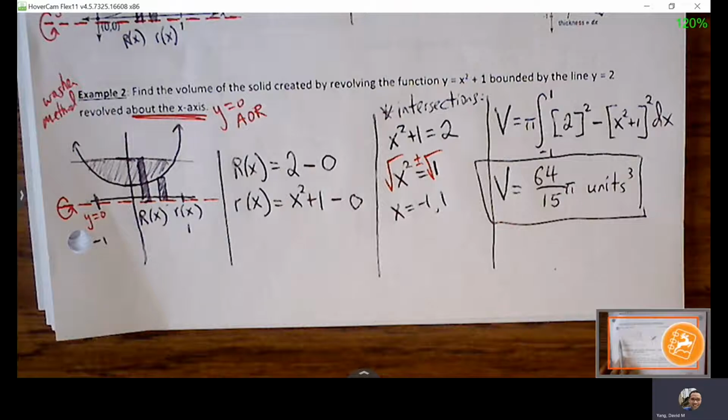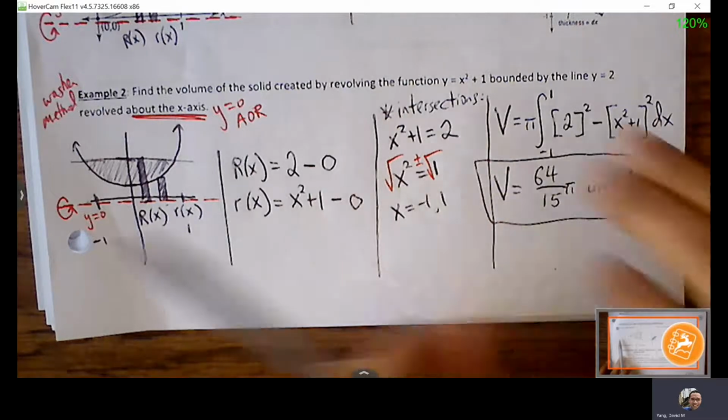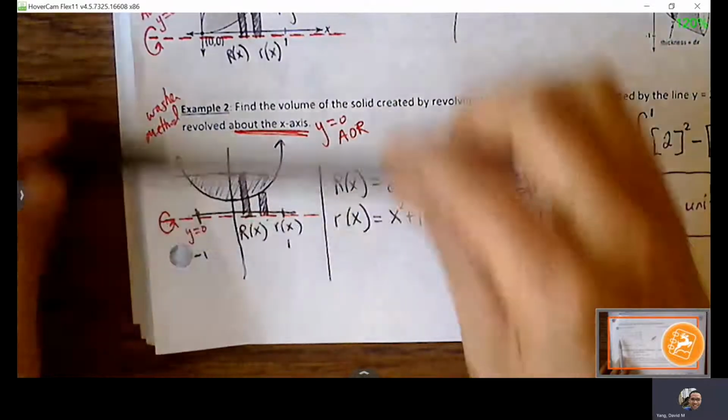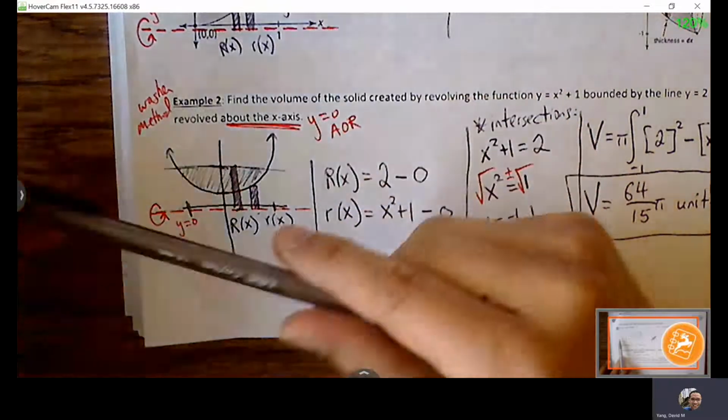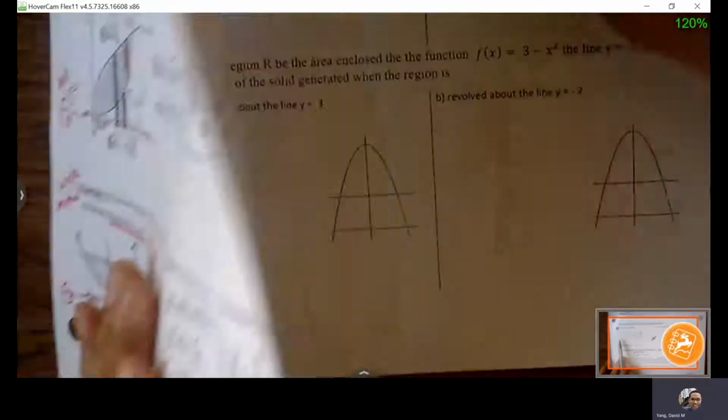Okay, questions? Okay, let's go to the back page. I want to skip example 3. Example 3 is basically like example 2. It's just the axis is further up. We still do top minus bottom. We still do washer method. I want to explore a right minus left.